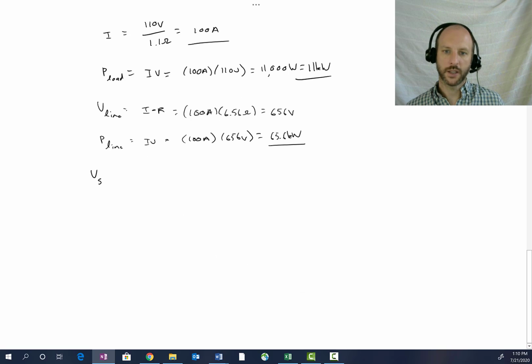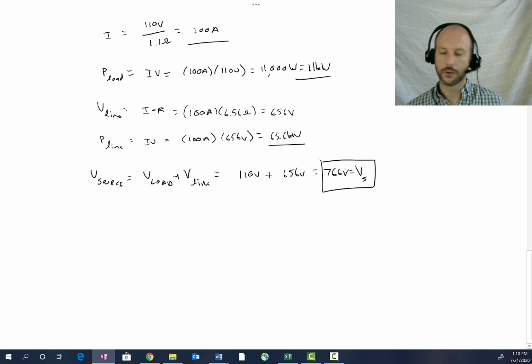So now we can calculate what the source voltage is just by Kirchhoff's voltage law. We know that the voltage generated by the voltage source has to be equal to the sum of the load and the line voltages. That's a closed loop. And so that's 110 volts at the load plus the 656 volts dropped in the distribution cable. So we get 766 volts is what the generation voltage necessary to deliver 110 volts to the load is. So amazingly high in this example. One of the major limitations of the Edison DC system.